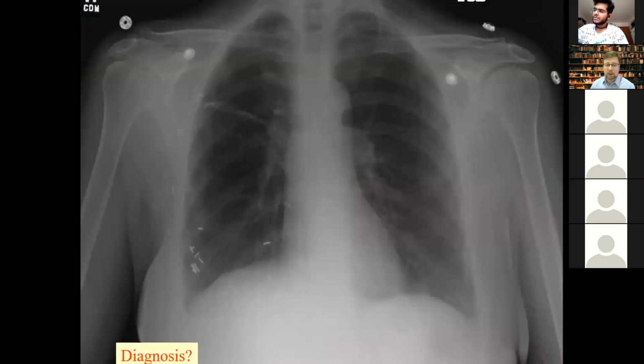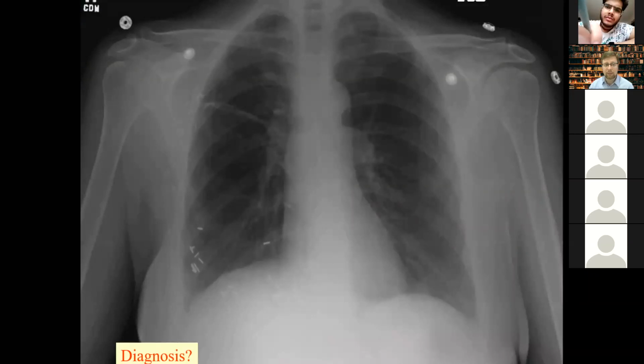On this image we can see the chest with a lot of different structures, and we can see something abnormal here. Can you say where the abnormality is? I cannot hear you.